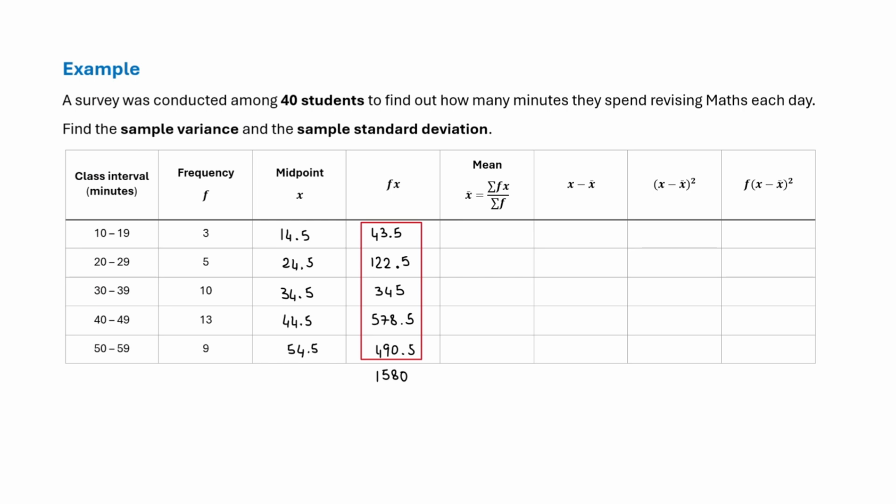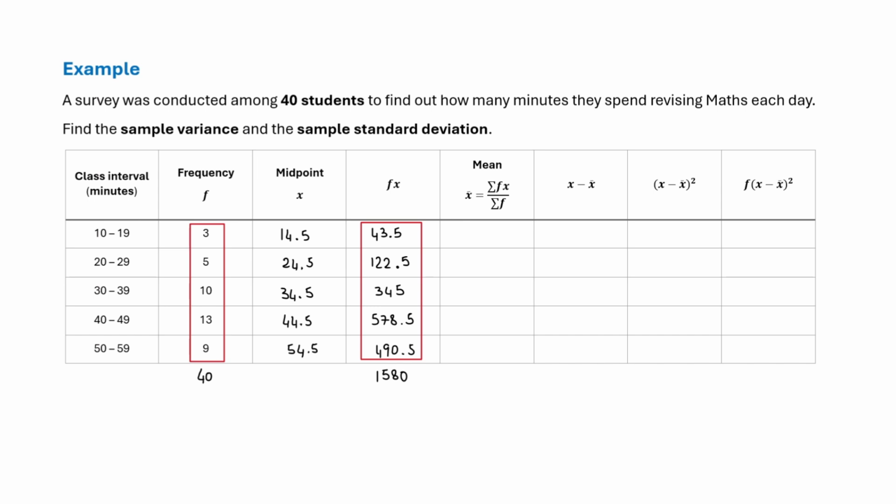We also need the total frequency, so we add all the frequencies, 3 plus 5 plus 10 plus 13 plus 9. This gives 40. This also matches the question because the survey was conducted among 40 students. We can now calculate the mean.